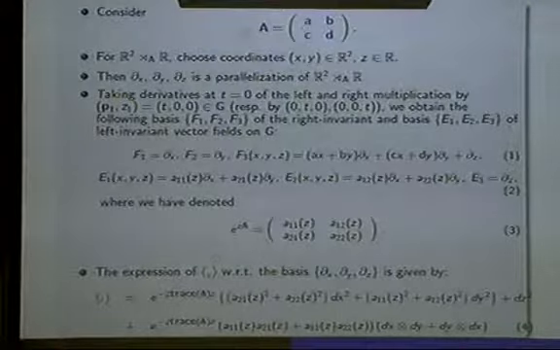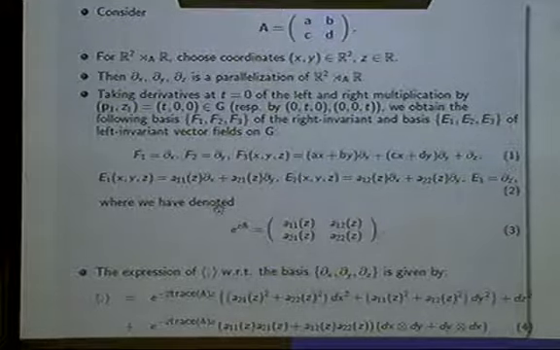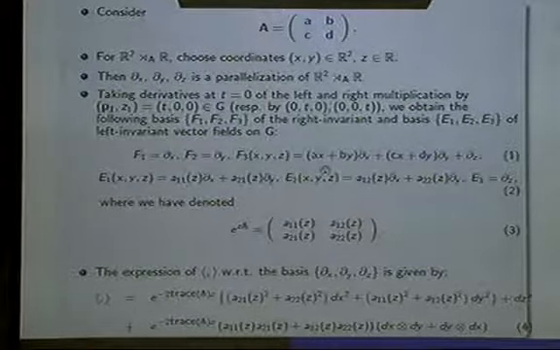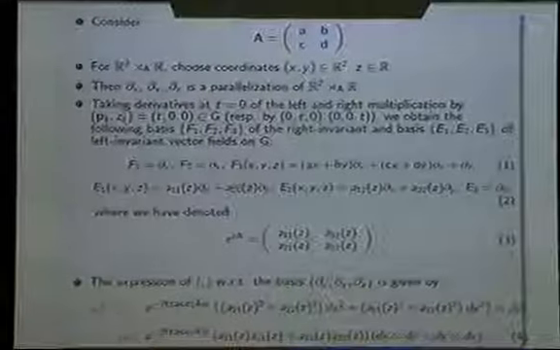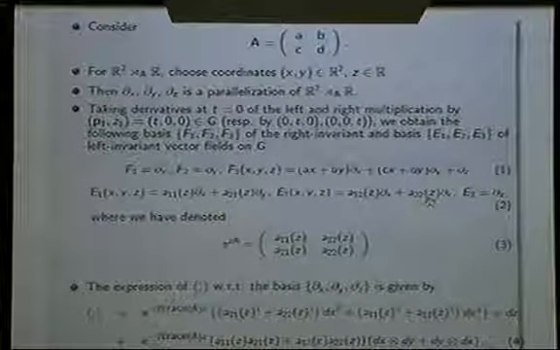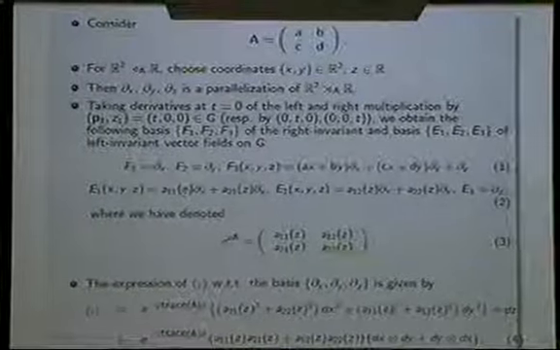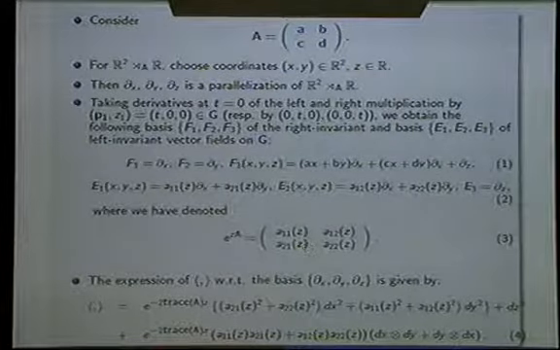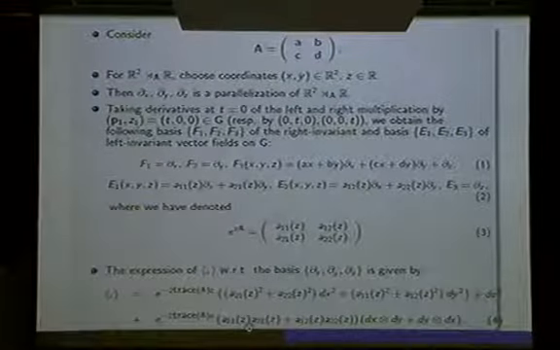Now I say all the information, I'm going to just leave this slide with you. It's probably the most useful slide if you want to do research in this topic, because it lists all the formulas. If you're given a matrix A, it gives you what we call the right invariant vector fields in terms of the matrix. It gives you the left invariant vector fields. Now these coefficients here are coming from exponentiating the matrix A. And it tells you how to find the metric in terms of the matrix.